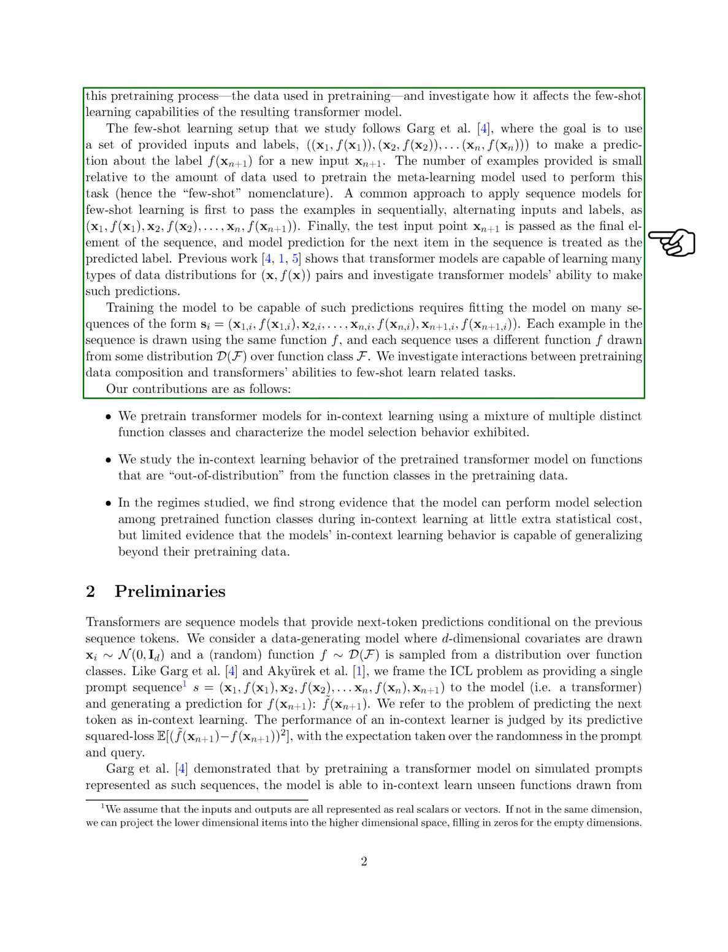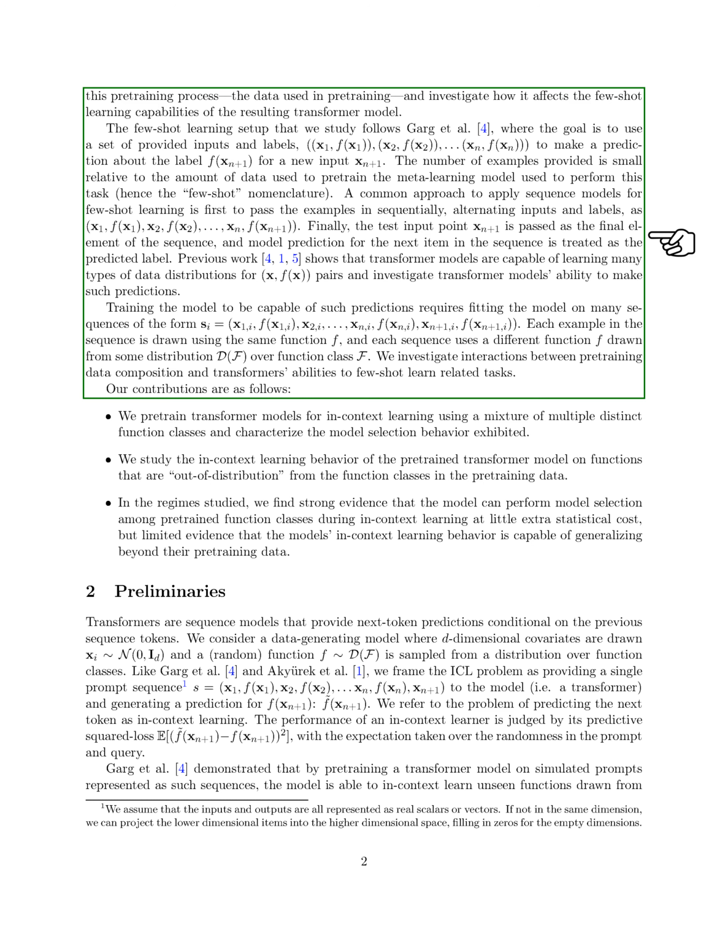We study a specific few-shot learning setup where the goal is to use a small set of provided inputs and labels to predict the label for a new input. This is done by passing the examples in sequentially, alternating inputs and labels, and then passing the test input point as the final element of the sequence. The model's prediction for the next item in the sequence is treated as the predicted label.